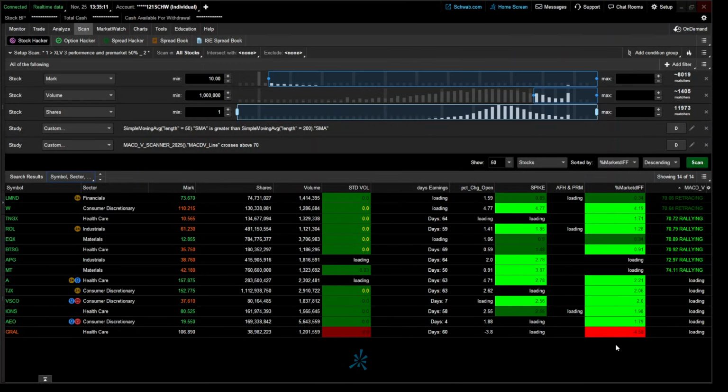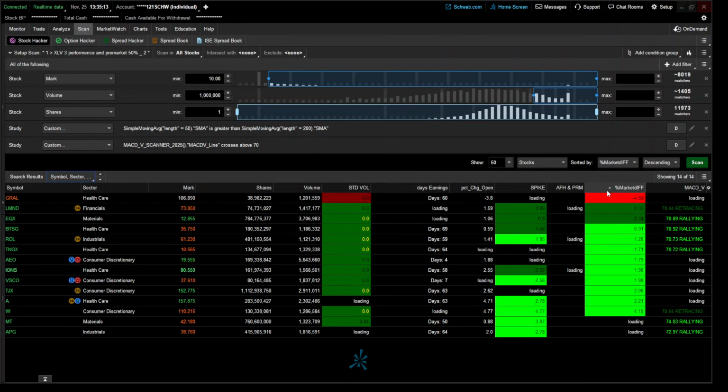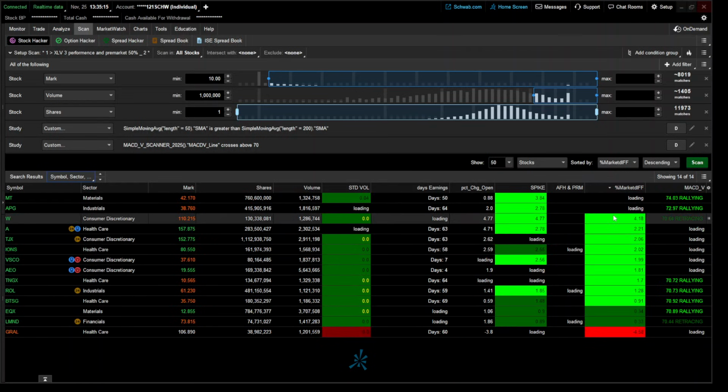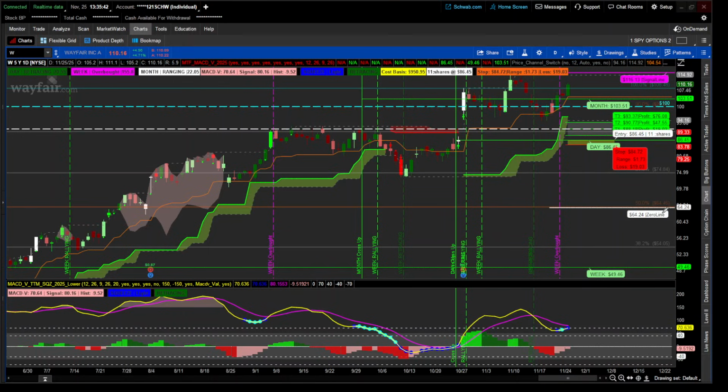Just waiting for these things to load up. And we'll find the one with the greatest market difference, and that'll be W, which is Wayfair.com. So here's Wayfair.com, and we can see that, hey, we had a squeeze back here, and now it's crossing above 70 on our readings. Here's our MACD, and also up there.